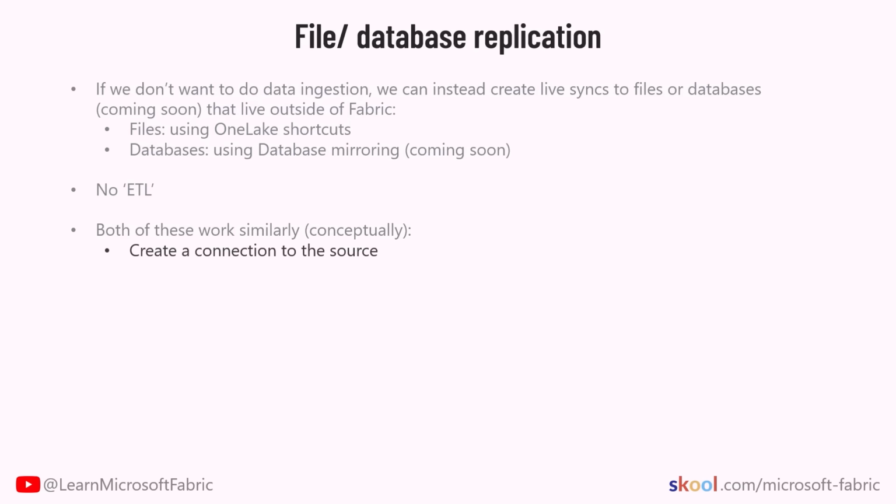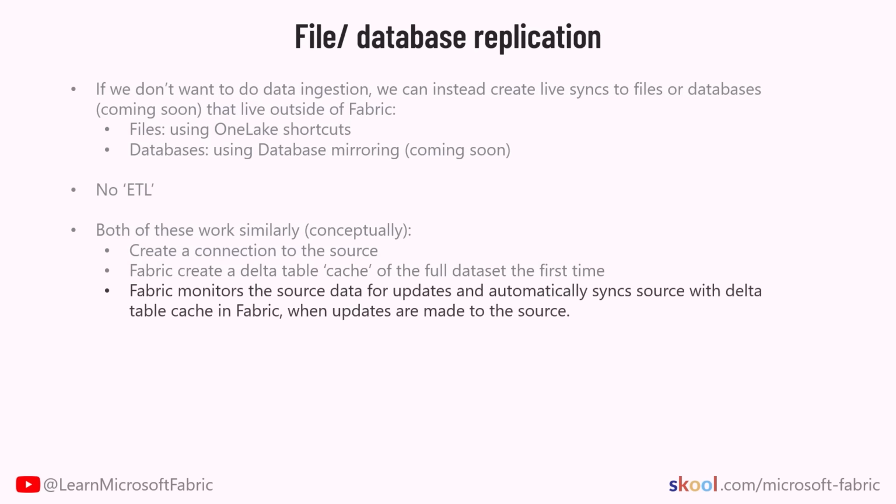The first step is to create a connection to your source. Then Fabric is going to create a delta table, kind of like a cache of the full data set, the first time you connect to this source, because you need to get that data into Fabric for the first time. And then Fabric is going to monitor that source for updates, and it's going to automatically sync the source with that Delta table cache that they've got in Fabric whenever you make updates to the source.